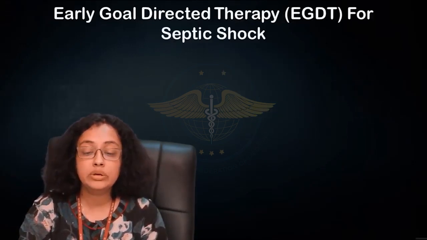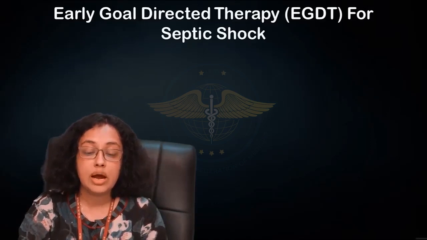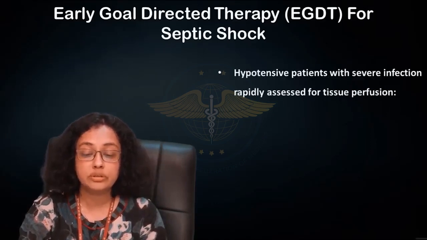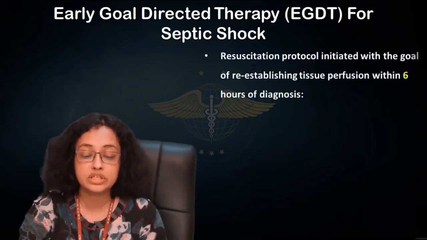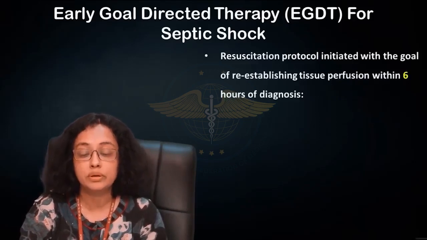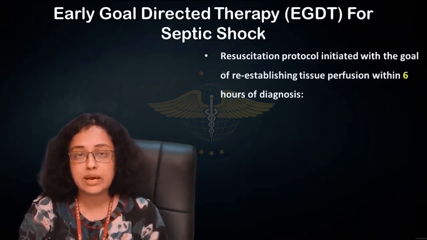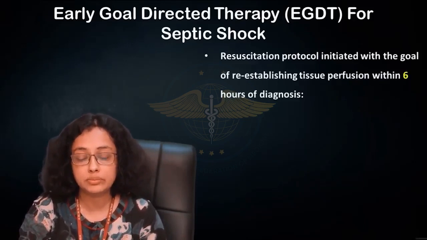So, early goal-directed therapy in septic shock: hypotensive patients with severe infection are rapidly assessed for tissue perfusion using mean arterial blood pressure and plasma lactate levels. A resuscitation protocol is initiated with the goal of re-establishing tissue perfusion within 6 hours of diagnosis.